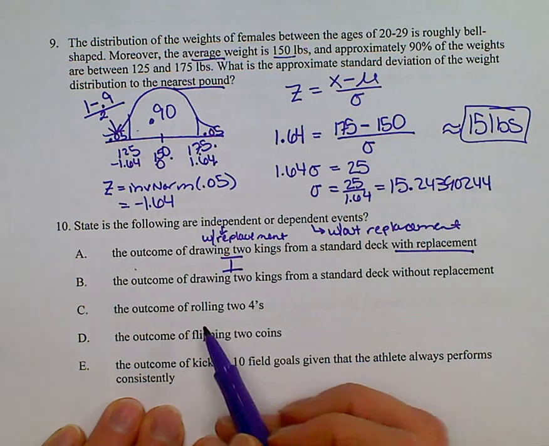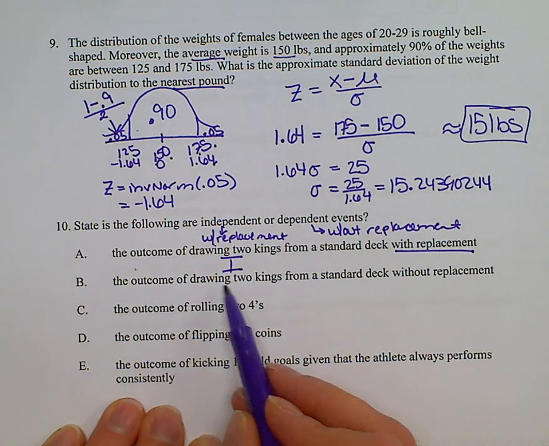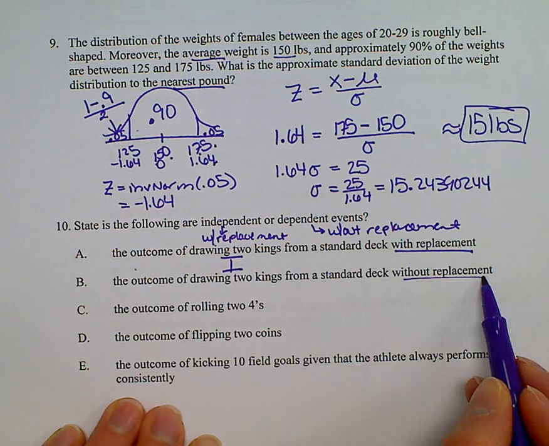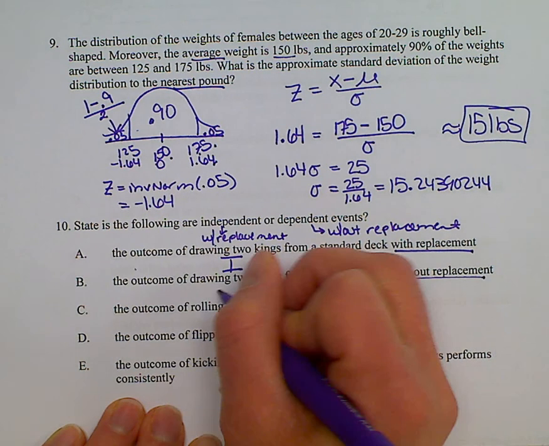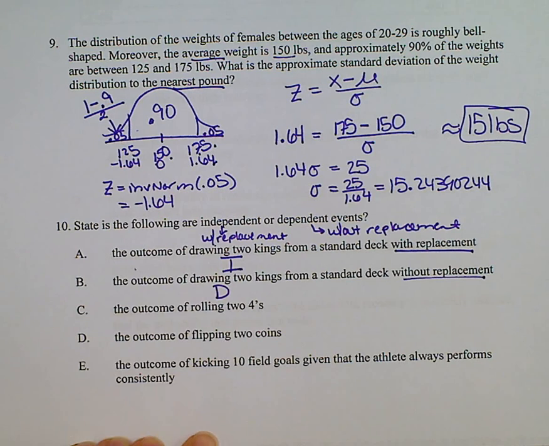Part B, the outcome of drawing 2 kings from a standard deck without replacement. Without replacement is dependent. Your cards start with a probability of 1 out of 52. If the first card then is not replaced, the probability of drawing the second card now becomes 1 out of 51.